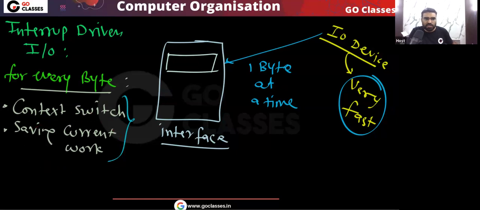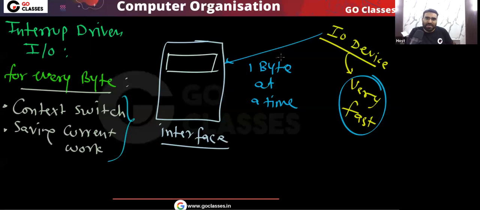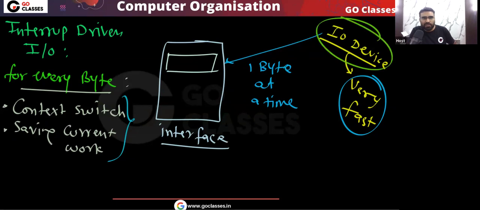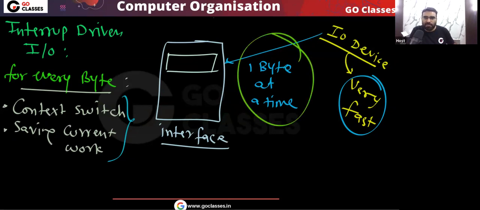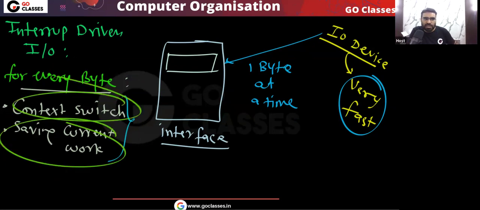You do the context switch and save your current work, but immediately the next byte will come. Just think about it. Again, you immediately need to save your work and do a context switch. Then immediately the next byte comes, because this IO device is very fast. When the next byte is coming, again you save the current work and do the context switch.